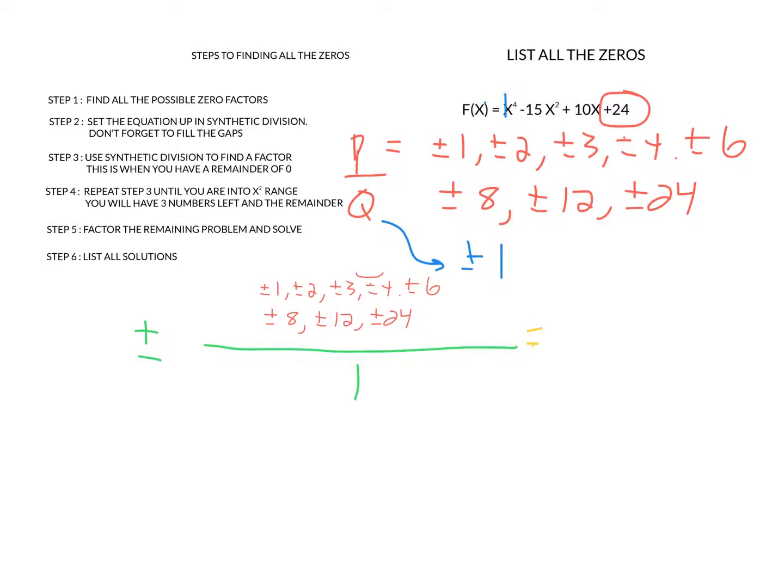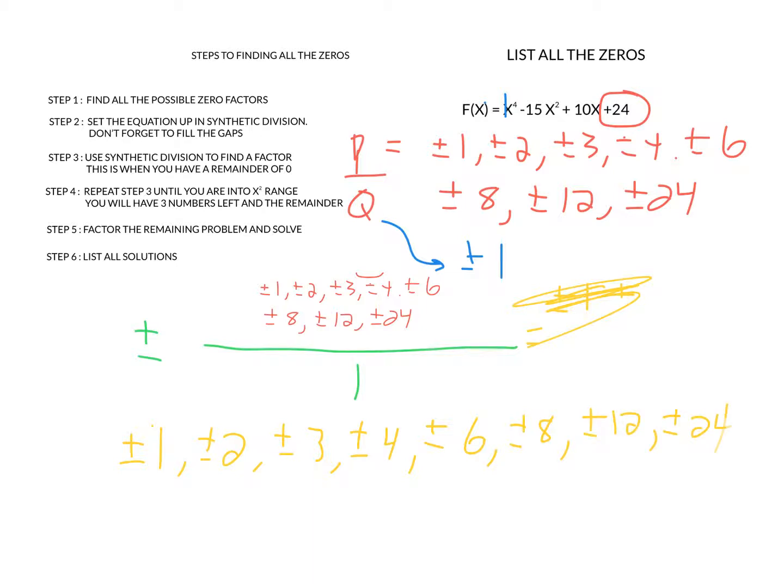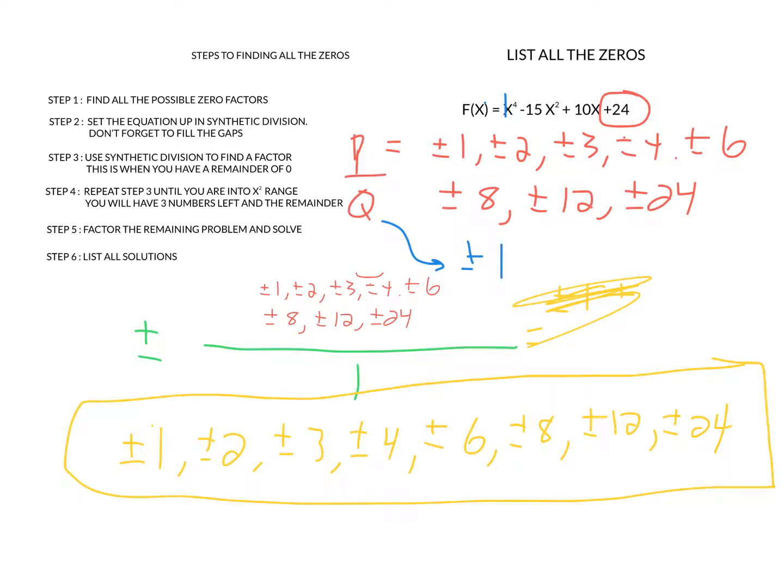So again, if you want to just copy it again, you can. Just going to be plus or minus 1, plus or... Actually, I'm going to move this down a little bit here. Let's do it down here. I'm going to get rid of that. So plus or minus 1, plus or minus 2, plus or minus 3, plus or minus 4, plus or minus 6, plus or minus 8, plus or minus 12, plus or minus 24. So here is all our possible factors for this monster. So step 1 is done.